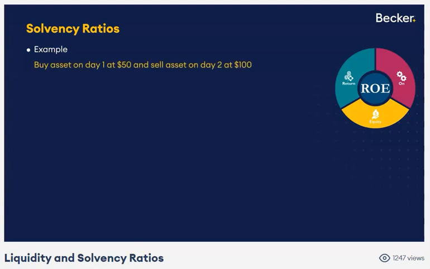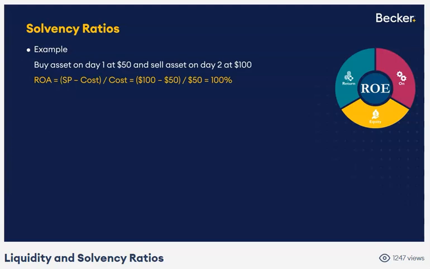Let's say on day 1 you buy a stock for 50. The next day you flip it and sell it for 100. It doubles in value. What's our return on the asset? 100 minus 50, your profit, divided by the cost, 50, 100%. You doubled your money. You're very happy. But what's your return on equity? I don't know until you tell me how you financed the acquisition of that $50 stock.